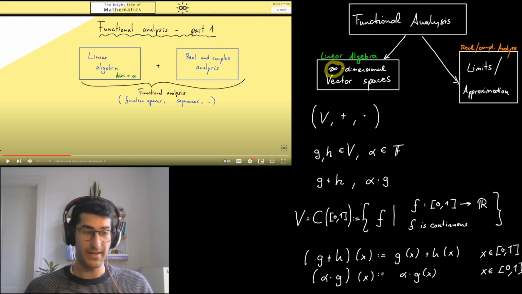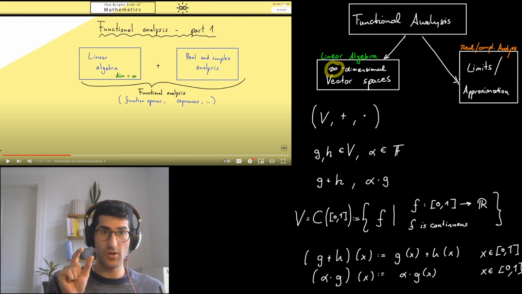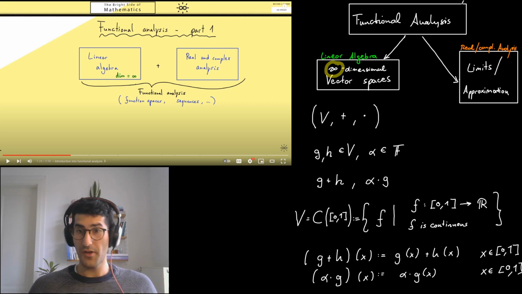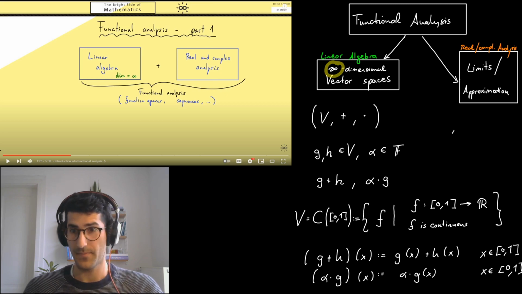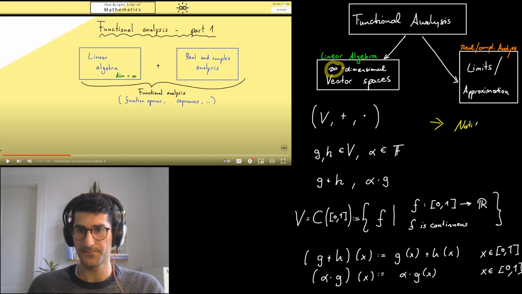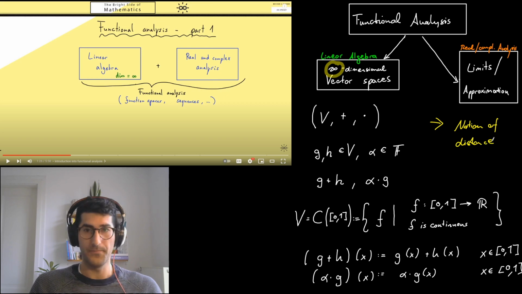But in order to define a limit, so in order to define a notion that tells us that something is getting closer and closer to something else, we need a further structure in our space. And this structure is motivated by the following need for a notion of distance. Yeah? So we need a notion of distance in our space in order to answer the following question.